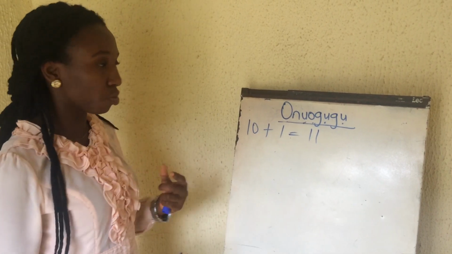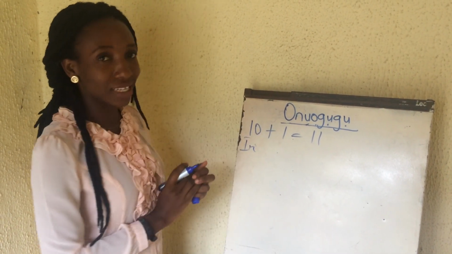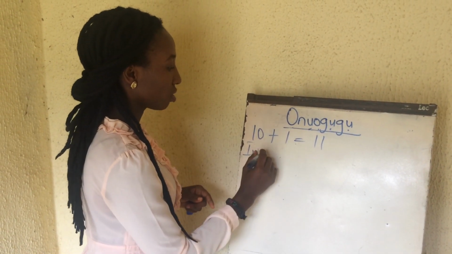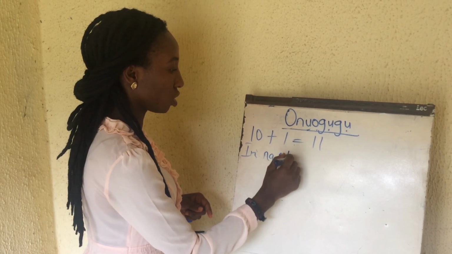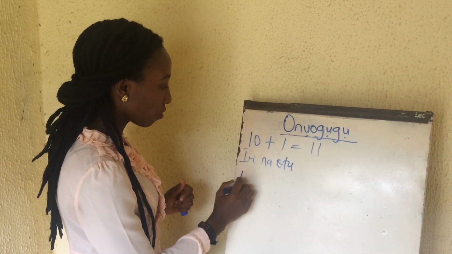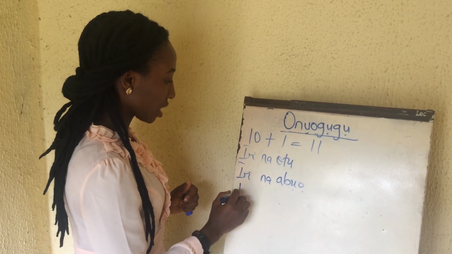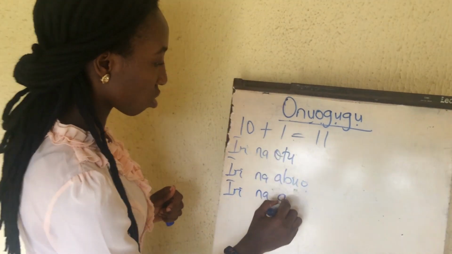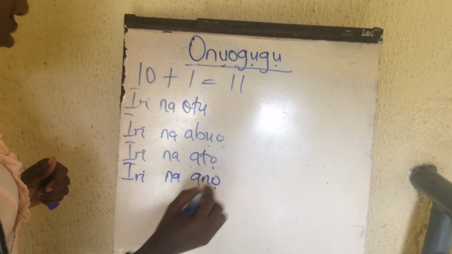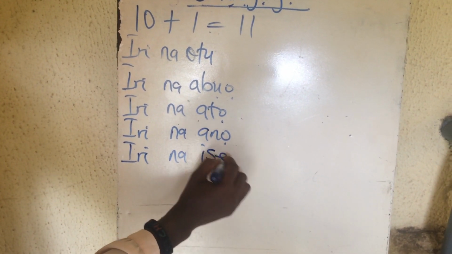Now, you want to call this 11 in Igbo. What do you do? Remember, what is 10? Iri. And for plus, we use na. Na is a conjunction word that joins this 10 and 1. And that is na. Otu. What is my one? Otu. So 11 now becomes irina otu. You want to do your 12, it's the same thing, irina abo. 13, irina ato. 14, irina ano. 15, irina ise.